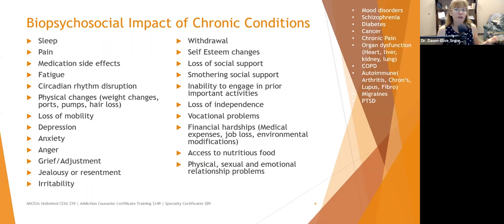People with mood disorders may take medications that have side effects that make them groggy or anxious or gain weight or be hungry all the time. They may have fatigue, circadian rhythm disruption, physical changes. When you're talking about mood disorders, we do see changes in weight. Some people lose weight, some people gain weight, some people just start eating poorly.